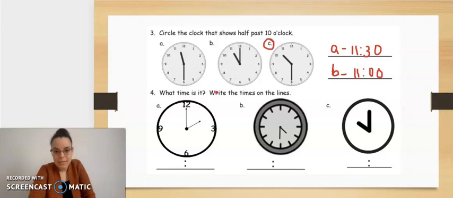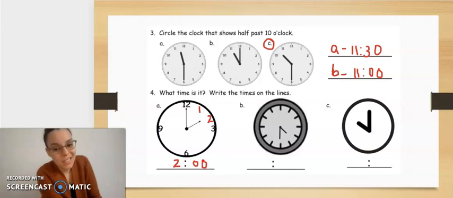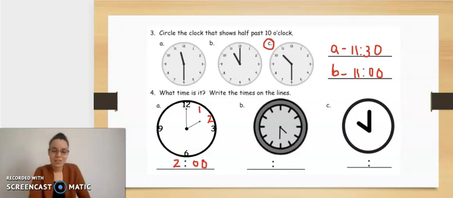Number 4. What time is it? Write the times on the line. What? But some of these clocks don't even have numbers. Well, I know what number should go here. So what number should go here? Okay, so then what time does this say? If it's pointing to the 2 and the hour hand is pointing up. Yep, 2 o'clock. Don't worry, friends. Some clocks don't have numbers, and that's because they know that you're so smart that you know where the numbers go on the clock. So you can just use your brain.